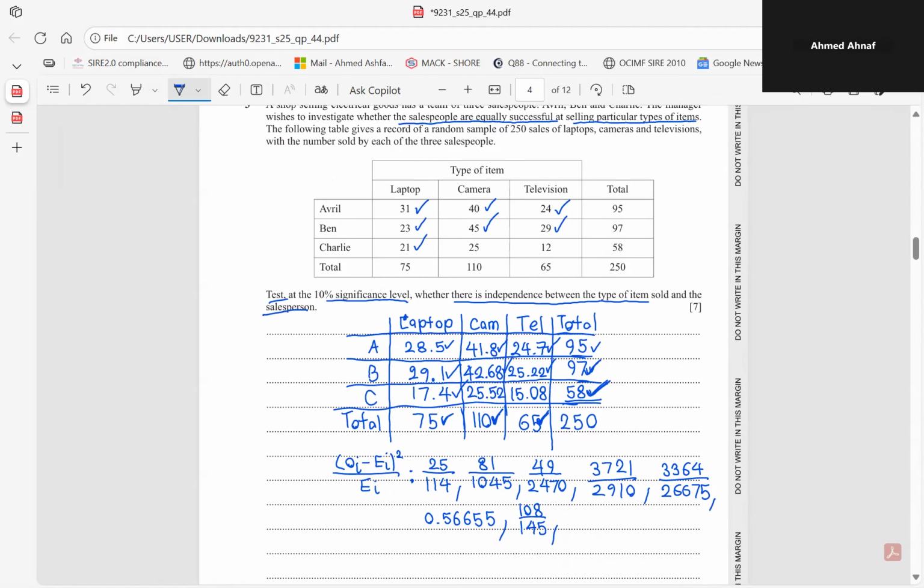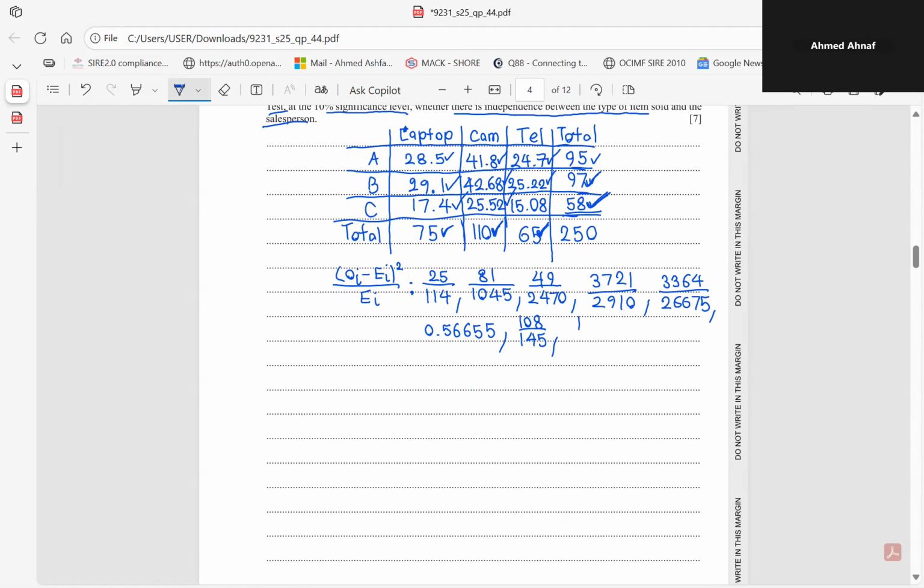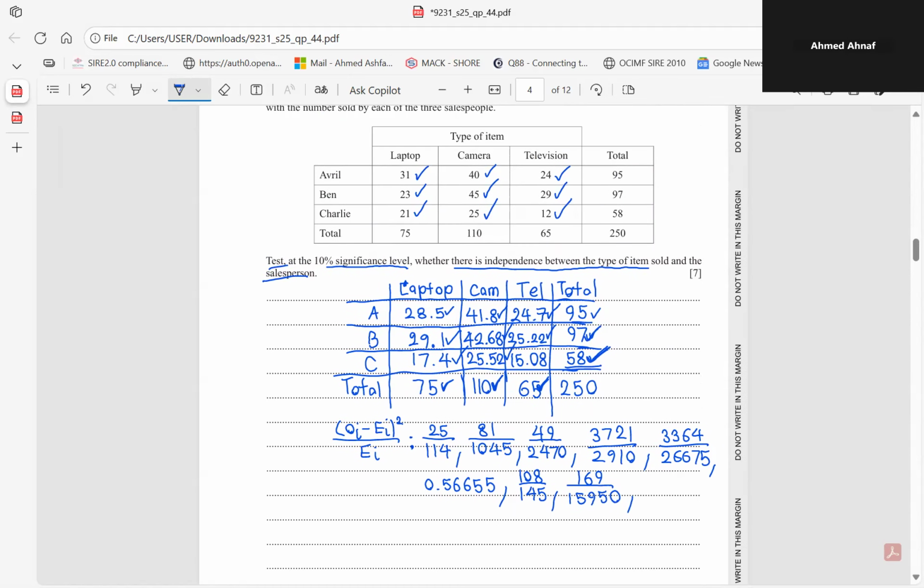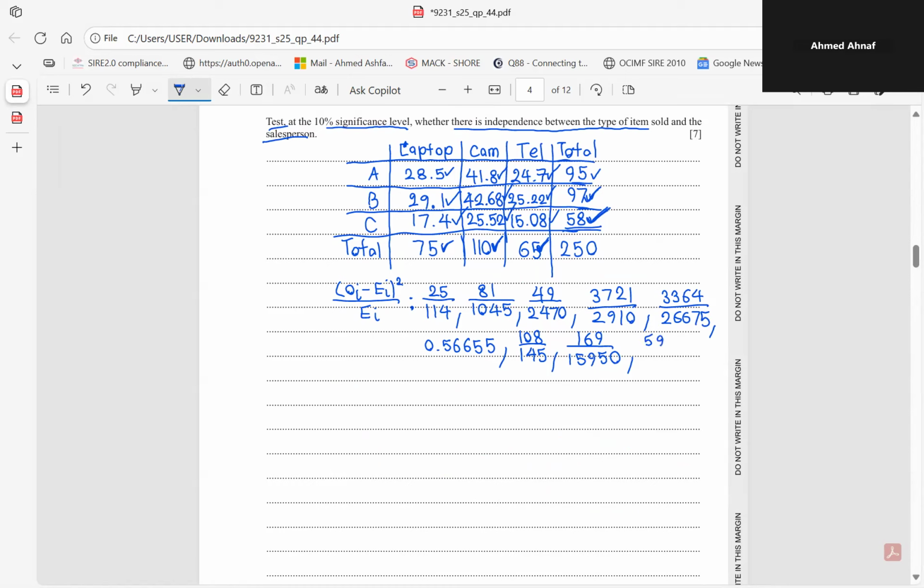And then you have observed 25, expected 25.52. So difference is minus 5.2 squared over 25.52. You will get 169 over 15950. Finally, you have 12 minus 15.08, so 12 minus 15.08 squared over 15.08. You'll get 5929 over 9425.